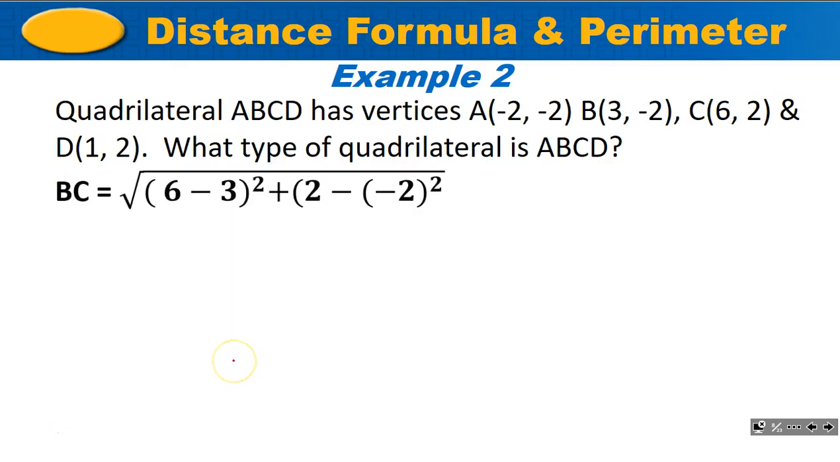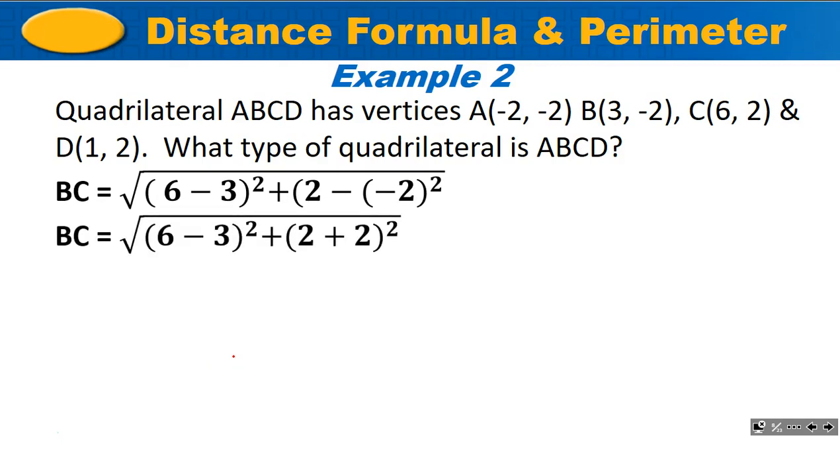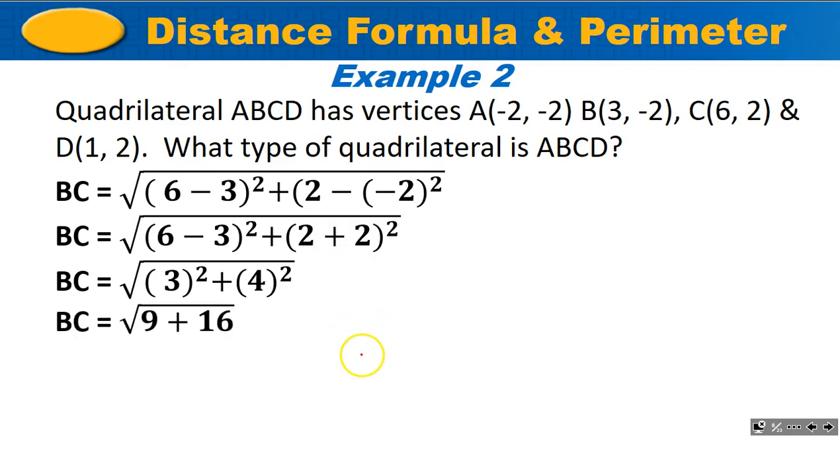So BC, again, plug in my values in here. Go ahead and check your answers. Make sure that you haven't gotten anything in the wrong place. Remember that when we have a minus, it turns to a plus. So 3 squared is 9, and 4 squared is 16. Add 9 to 16, that's 25. So we have a third side now that is 5. So our first 3 sides, AB, CD, and BC are all 5.